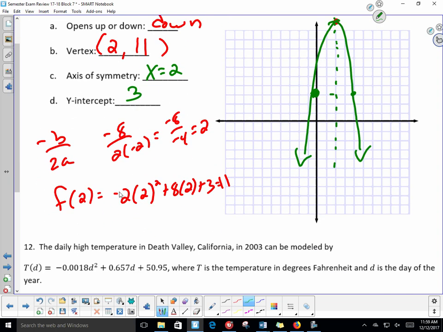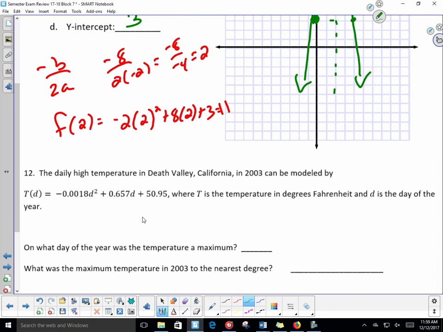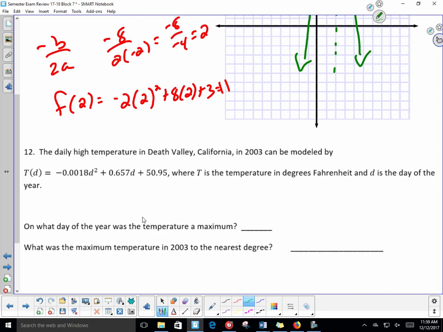And then using the same concept of finding the vertex of the parabola, we did some word problems. So in this case, we had the daily high temperature in Death Valley is modeled by T of D is equal to negative, you can read the equation, where T is the temperature in degrees Fahrenheit and D is the day of the year. On what day of the year was the temperature at a maximum?